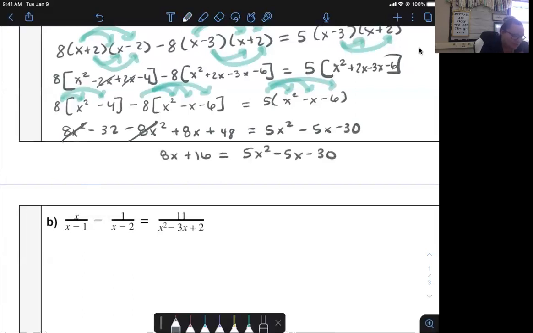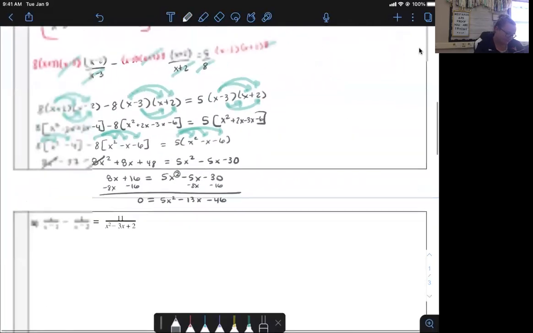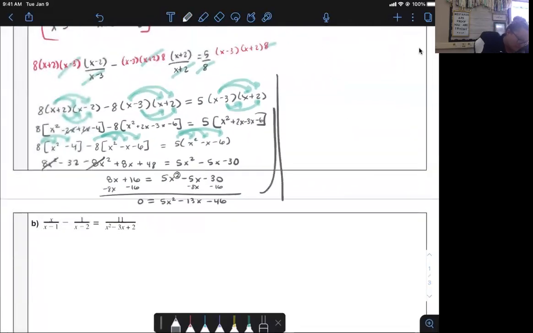I want to get everything on one side because I have a degree 2 polynomial. I'm going to subtract 16 from both sides and subtract 8x. I end up with 0 equals 5x squared minus 13x minus 46. So this problem's fun. I'm just going to draw a line and bring this up here so I can keep working down. So now we need to figure out, can this be factored? And if not, we're going to have to plug this thing into the quadratic formula.